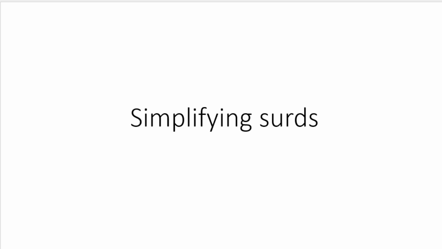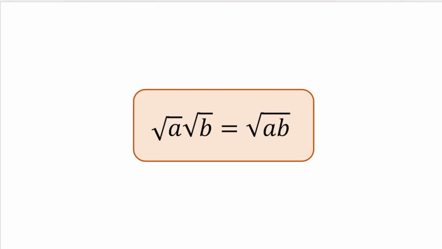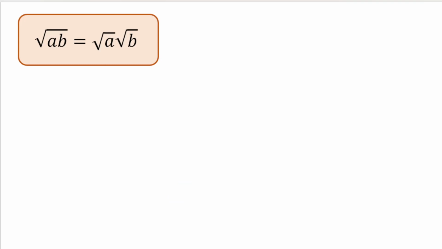Okay, in this video we're going to be building on what we've done in the previous two videos, and we're going to be simplifying surds. In the last video I told you that the square root of a times the square root of b is equal to the root of a times b. But in this video we're actually going to reverse that, because the same rule applies in reverse. If I've got the root of a times b, that can be split up to be the root of a times the root of b, and that can be quite useful.